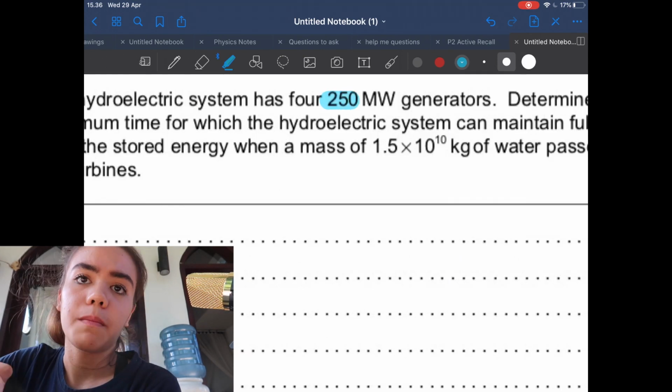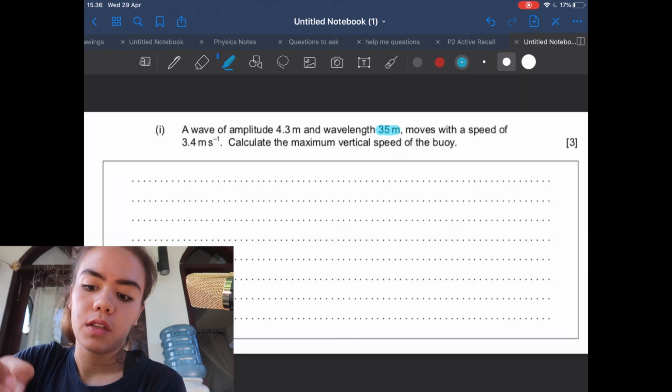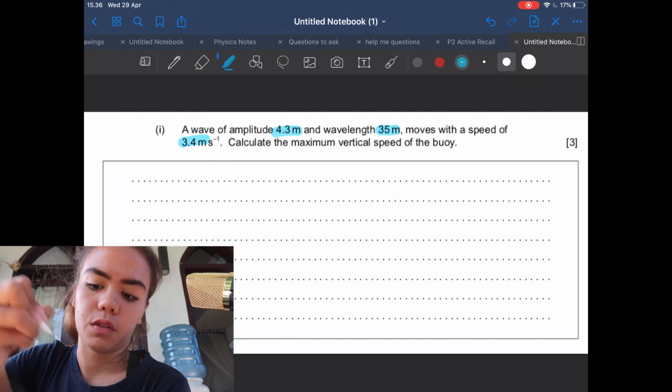That looks like 3, but it's actually 2. 2 sig figs. 2 sig figs.